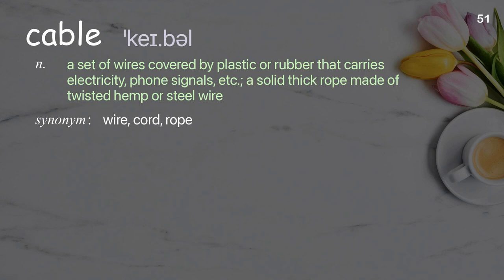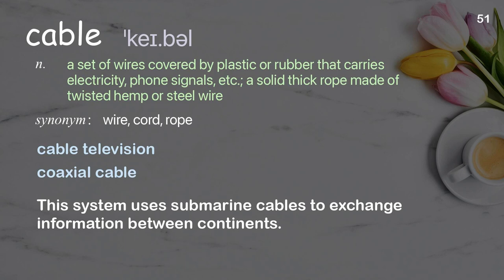Cable: a set of wires covered by plastic or rubber that carries electricity, phone signals, etc. A solid thick rope made of twisted hemp or steel wire. Examples: cable television, coaxial cable. This system uses submarine cables to exchange information between continents.